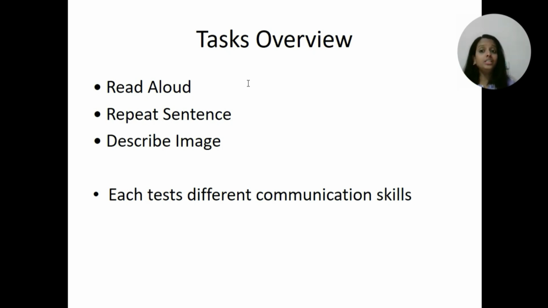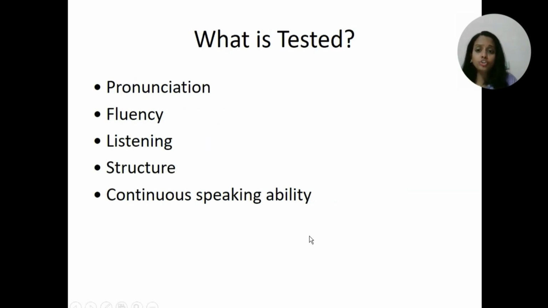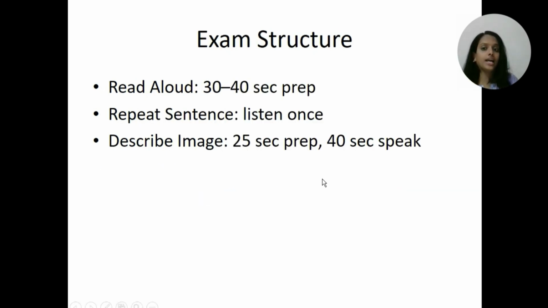So overall, these three tasks are testing your pronunciation, fluency, listening skills, understanding of structure, and ability to speak without hesitation. And remember, this is not about sounding like a native speaker. Not at all. It's about being clear, natural, and confident. Now, let's talk about how these actually appear during the exam.